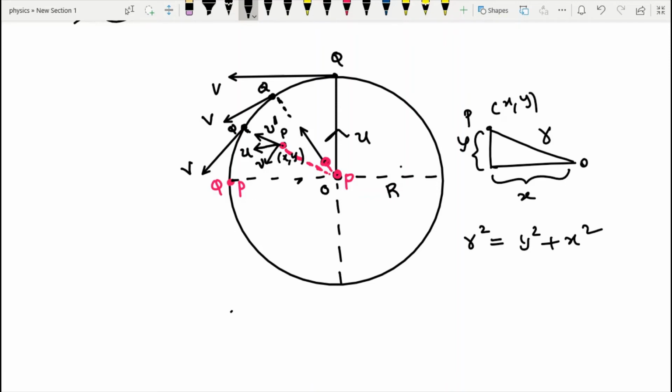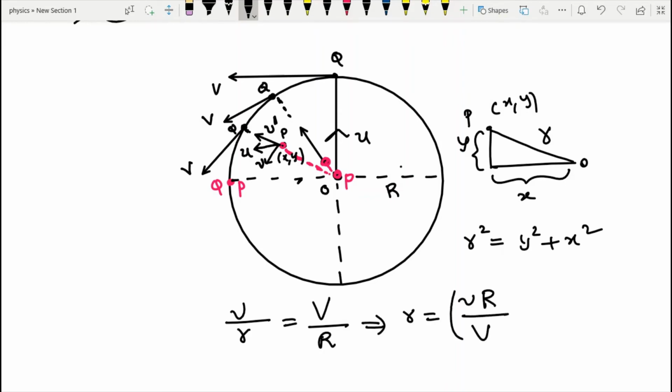So now we can write v by small r is equal to v divided by capital R, and small r is equal to v into capital R divided by capital V. So this is the situation. This is an intermediate situation, but this is not the case that we require. We require eventually what is the path followed by the particle P. So that path we require.